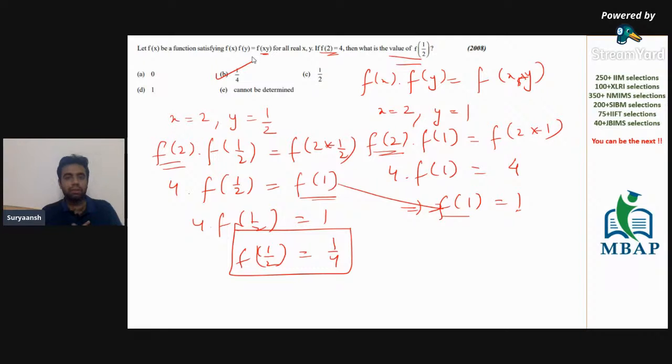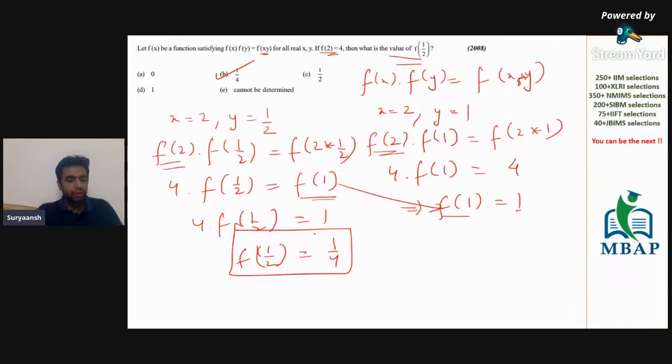So two methods I have told you. One would be to come to the conclusion that f of x is basically x square, because no other value is satisfying. And the second way is to substitute the values of x and y. First you substitute x is equal to 2 and y equal to 1. Find out the value of f of 1, which comes out to be 1. Then substitute x is equal to 2 and y is equal to half, because f of half you have to find out. That gives f of 2 into f of half is basically f of 1, that is f of 2 into half. F of 1 is 1, so f of half comes out to be 1 by 4. So that's another way where you can straight away find out the answer as 1 by 4.